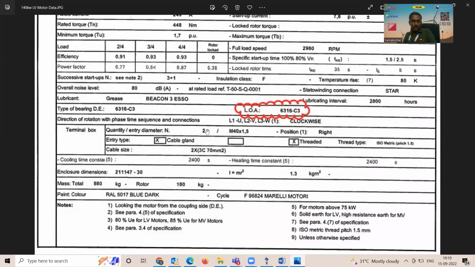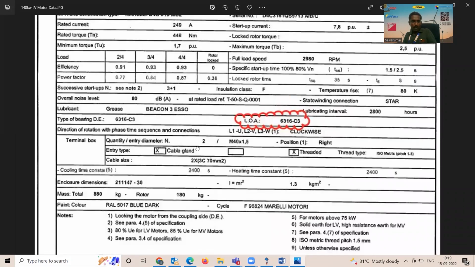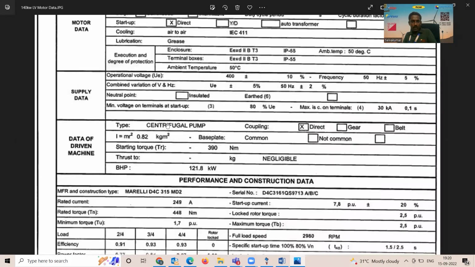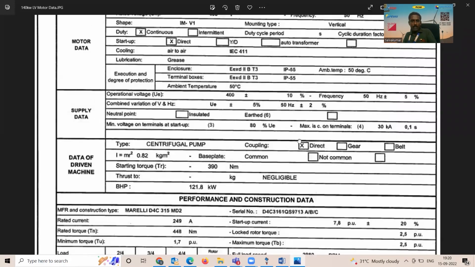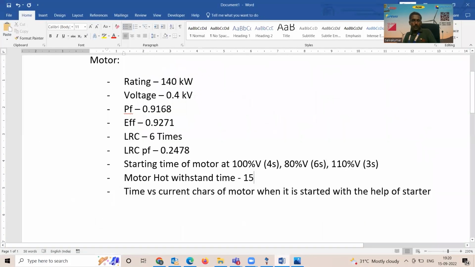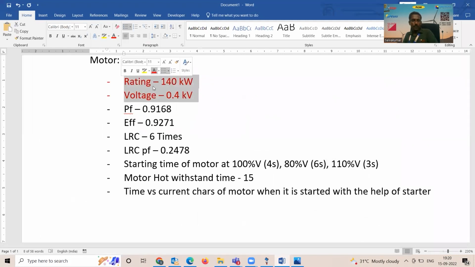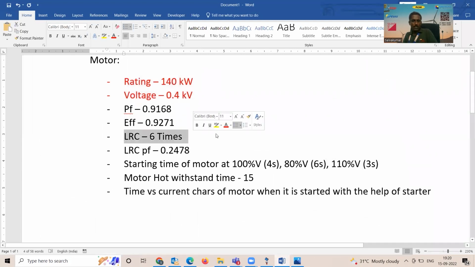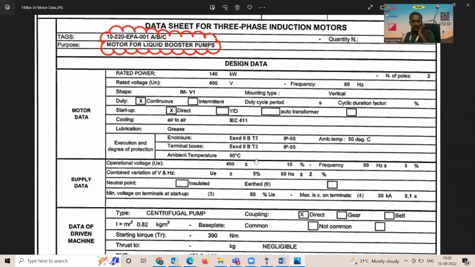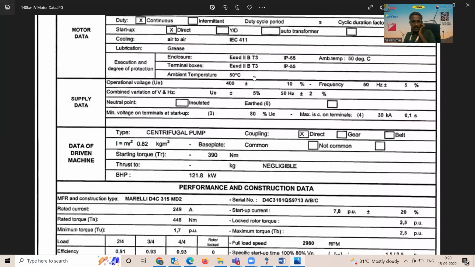Cooling time constant. But we looked at some other interesting factors which are not really known. Minimum voltage at terminals to start, 80% voltage, that's great. But we have looked at other details in this data sheet which are not really available. So rating and voltage, these 2 informations are available. Locked rotor is available in this data sheet. Let's look at whether there is any other data available. I didn't really find anything else.